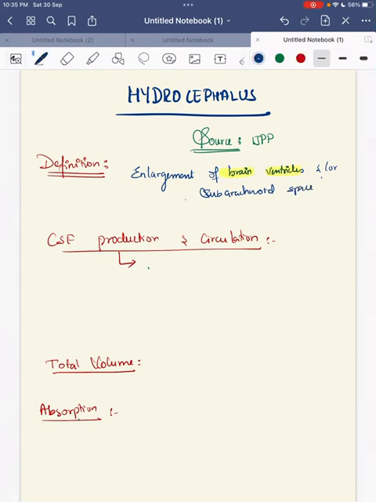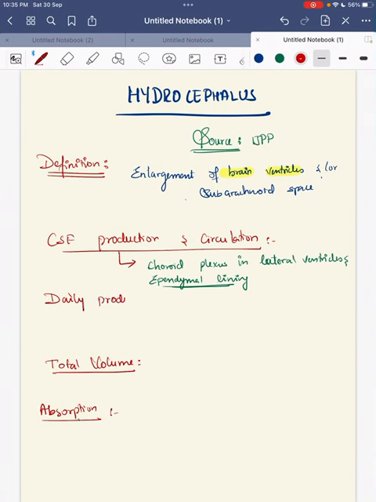Okay. So how is the CSF being produced and how is this circulated in our brain? We will see that in detail. CSF is being produced by the choroid plexus that is present in the lateral ventricles. The choroid plexus in the lateral ventricles produces the major amount of the CSF, while the minor amount is produced by the ependymal lining.